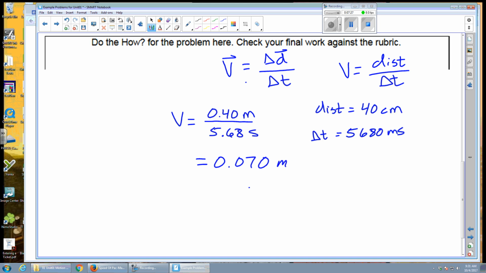0.070 meters per second. My guess is they're going to want it in centimeters per second too. So that would be 7.04 centimeters per second.